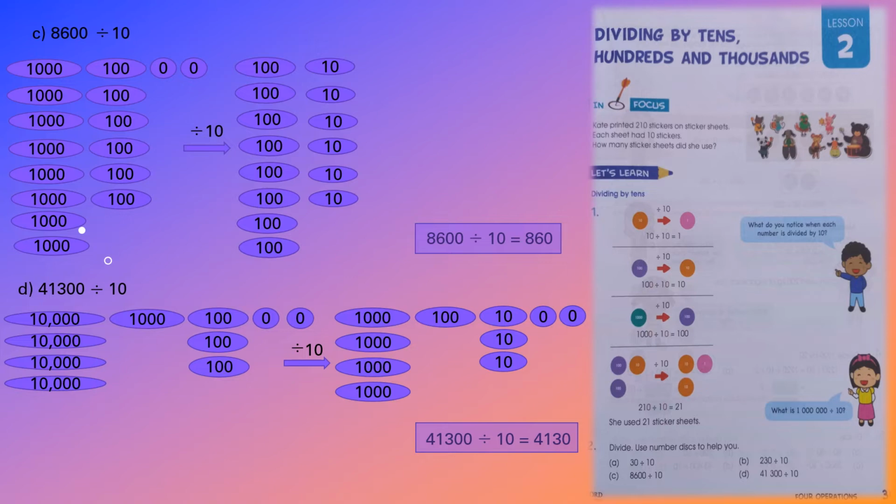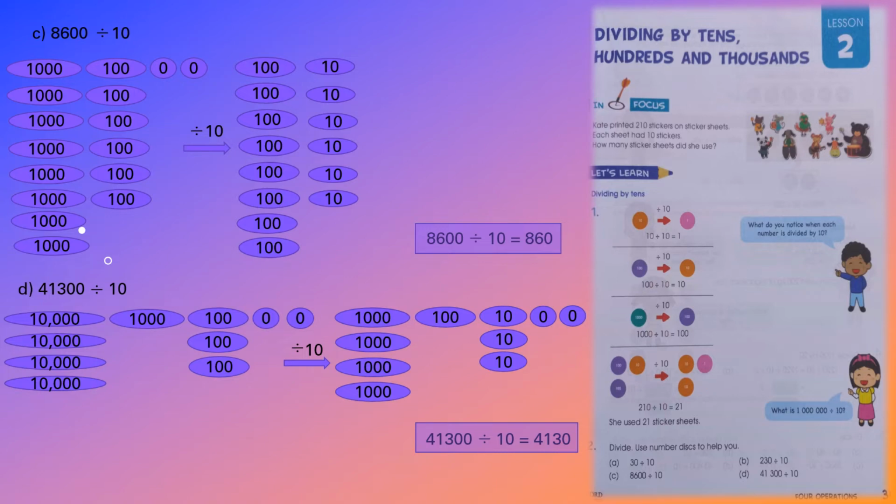For part D, we have 41,300 divided by 10. 41,300 means 0 ones, 0 tens, 3 hundreds, 1 thousand and 4 ten thousands. When 10,000 is divided by 10, we will have 1,000 after the deduction of a 0. Similarly, when 1,000 is divided by 10, we will have 100, and when 100 is divided by 10, we will have 10.